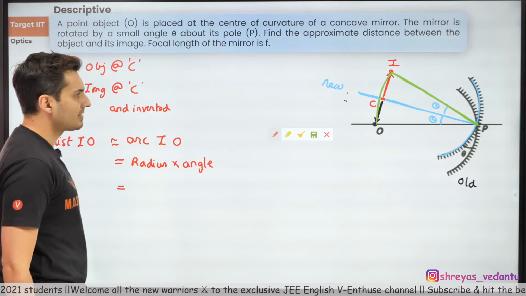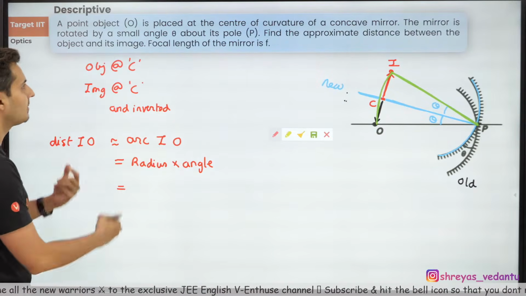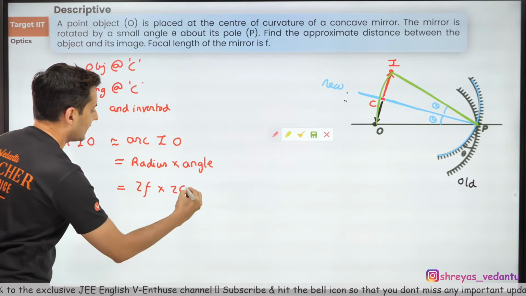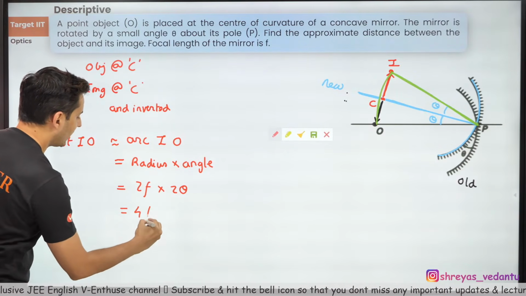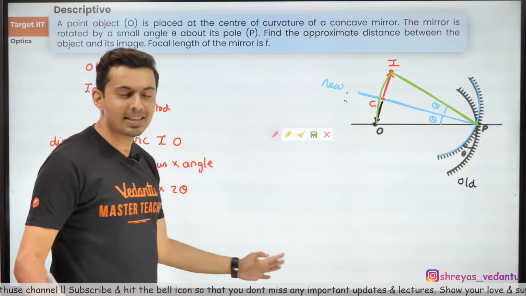Now what is the radius? The radius will be 2f, or R, which is nothing but 2f. And what is the angle? The angle is nothing but 2 theta. So hence it will be 4f theta, and that's the final answer. Excellent. That's the answer, guys.